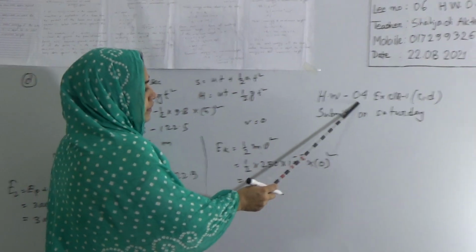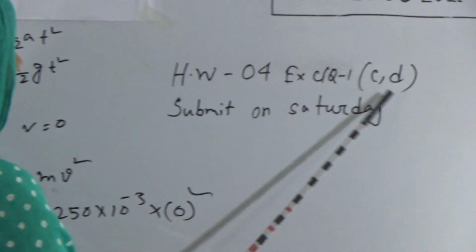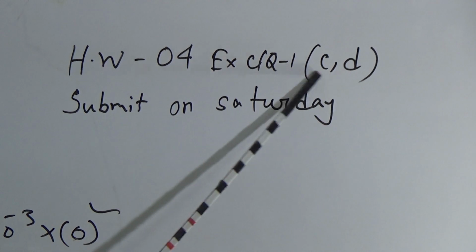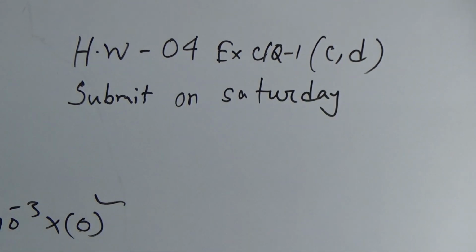Your today's SW number is 4, and this is X2C Q1, number C and D. Do this as your SW and submit it on Saturday.